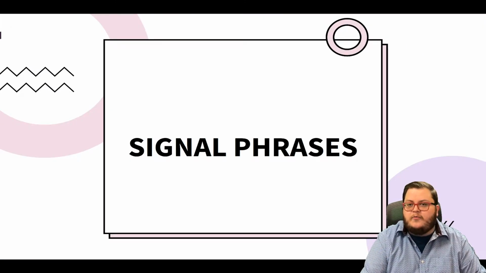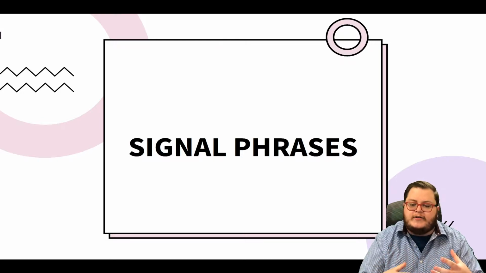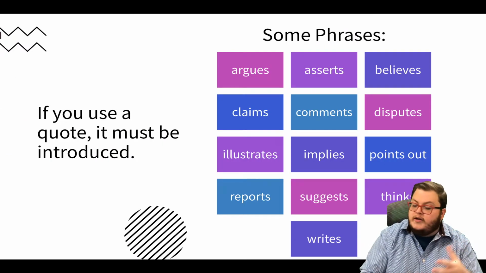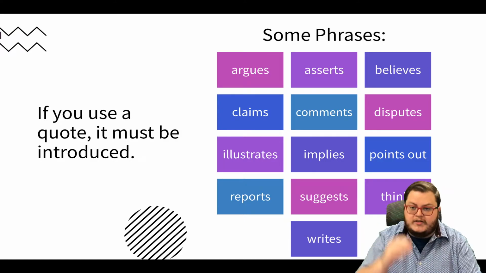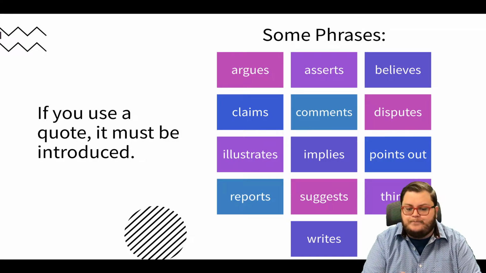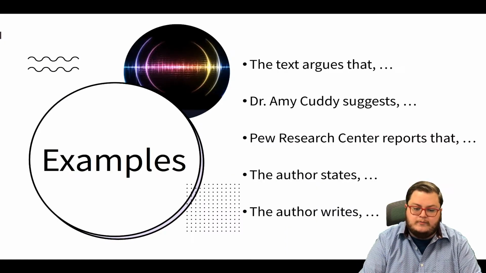Signal phrases, that's the one thing that we always transfer over to make sure that we are introducing it. It's used to introduce a quote. Anytime you have a direct quote, it can't just be used as the beginning of a sentence. It has to be introduced. So this could say, the author argues that, comma, and then you have your quote. And these are just some other phrases that you can use: asserts, believes, claims, comments, disputes, illustrates, reports. It goes on. The idea is to differentiate and mix it up so that you have more than just this is seen when the text states. So make sure you always introduce your quote.